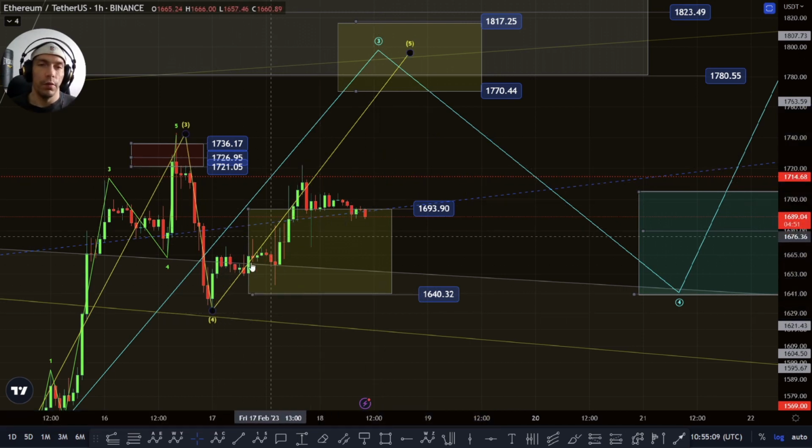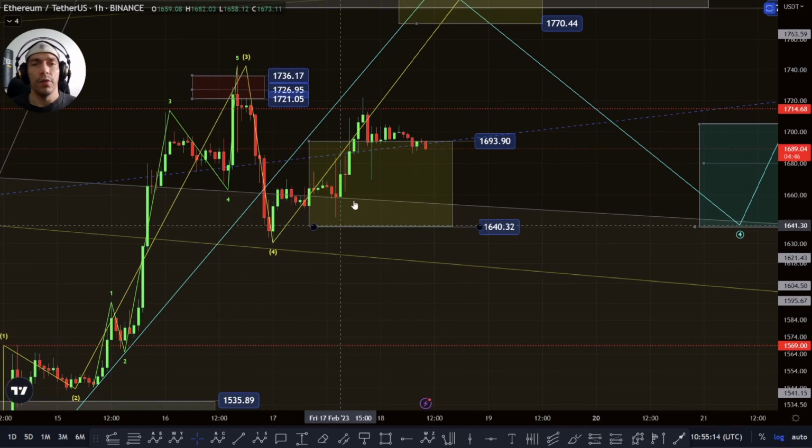Alternatively, like I said, we could look at this potentially as a 1 2 1 2, but we'd have to move up much higher here. The problem is it is also looking quite corrective. At the moment, all we have is a 3-wave move here.